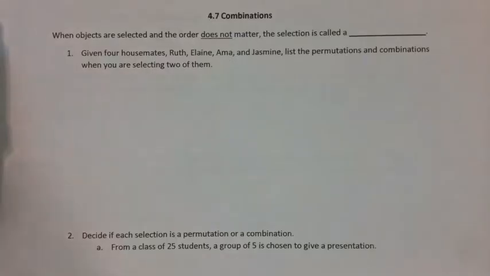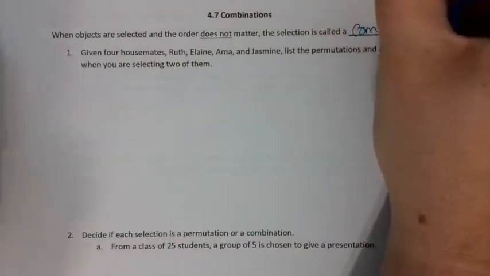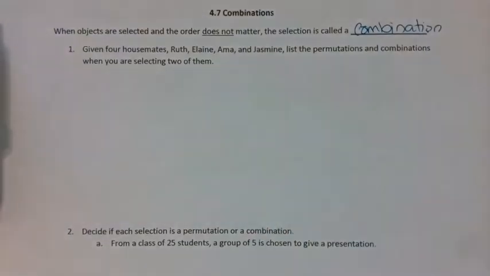So for combinations, objects are selected when the order does not matter. Think about it like a combination pizza. When you get all those toppings on there, it doesn't matter if you say sausages or bell peppers first. They're still going to end up on the pizza.